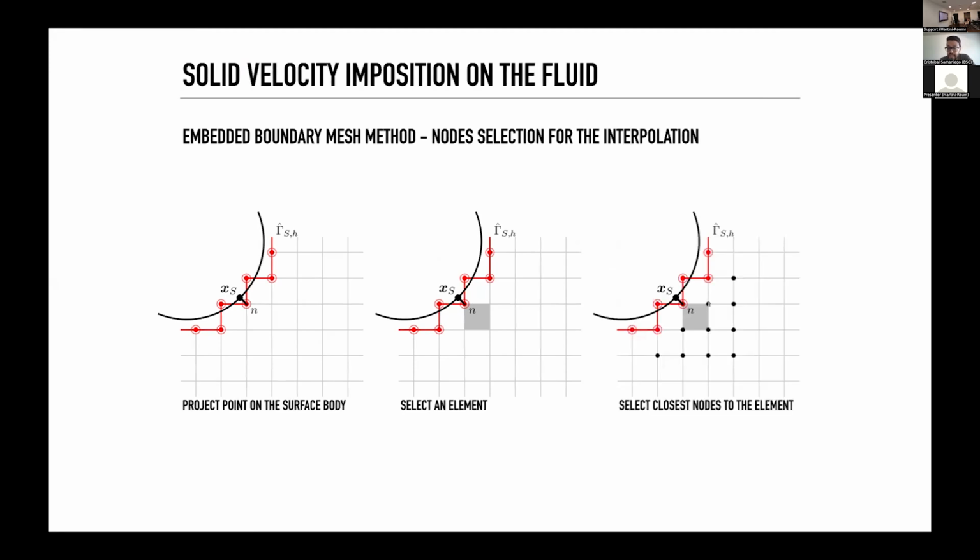Then once we select this element, we can select the nodes, okay? So which nodes will we choose? As you can see here, we have the elements. So we choose the nodes that are part of the element, but also the nodes that are connected to each one of the nodes of the element, all these black nodes.